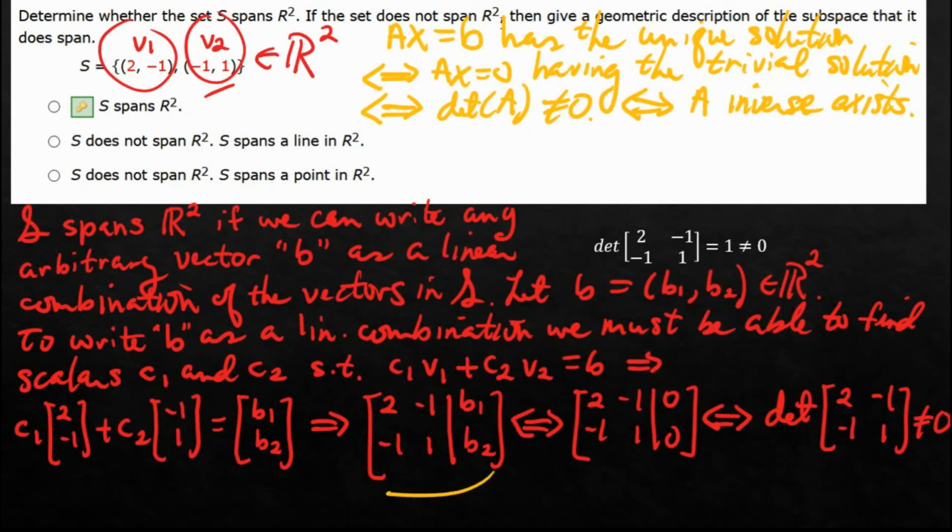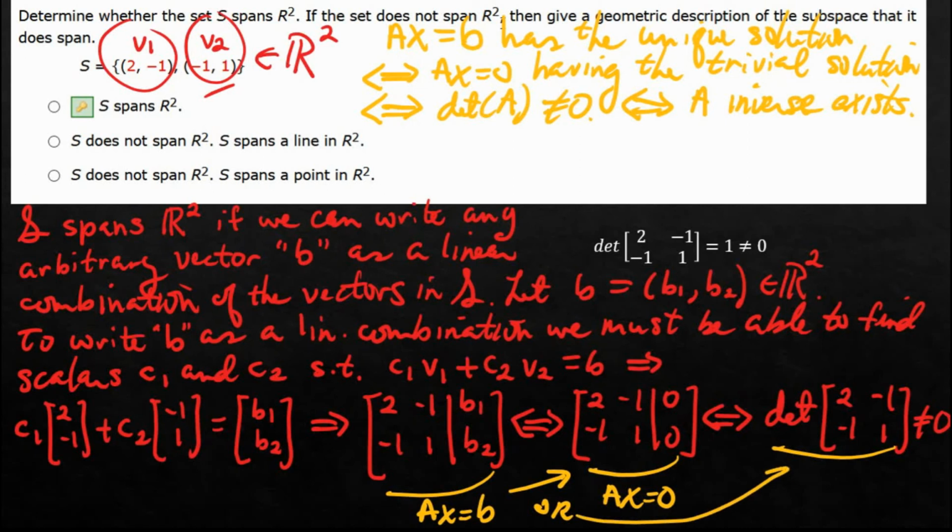Now, check this out. This guy right here is AX equal to B. This is AX equal to 0. And that's the determinant, right? So, I can just pick one equivalence from here to there, or from over there to over here. I could just use one. So that's why I already had here that the determinant is equal to 1, which is not equal to 0, which means then that what you were looking for, AX equal to B, has the unique solution for any B. What B? Even that B right there.